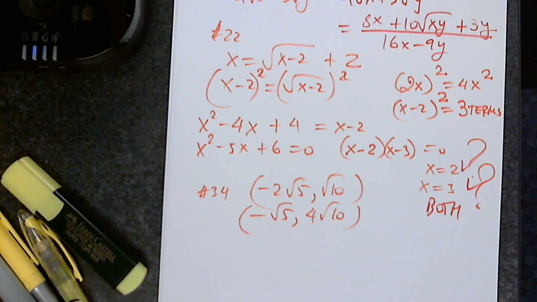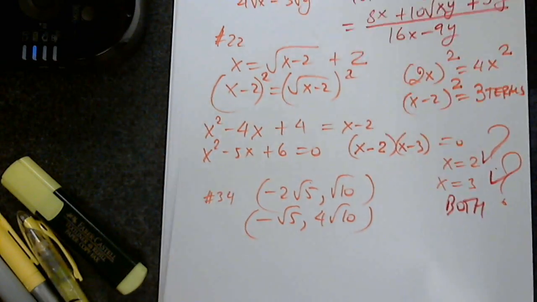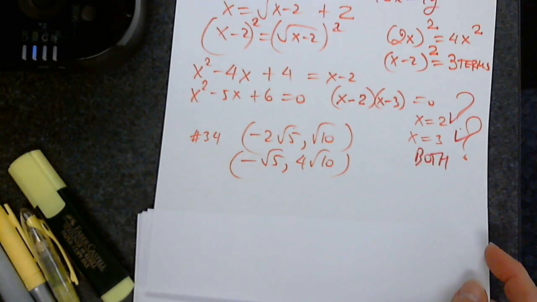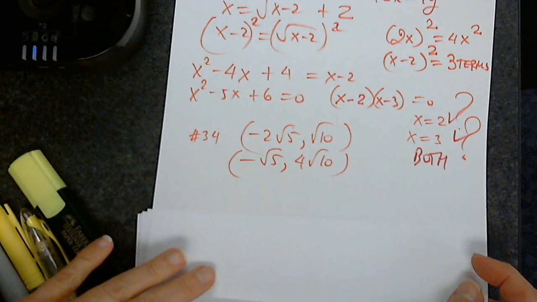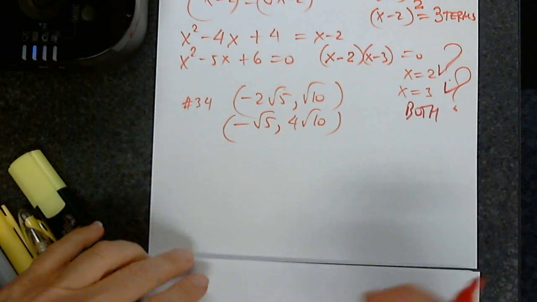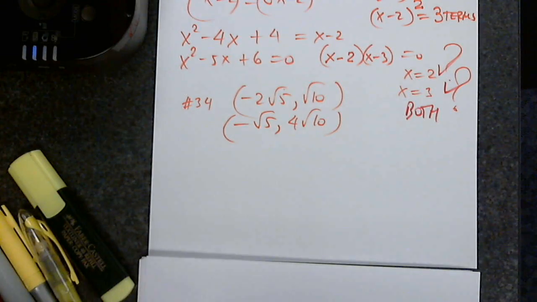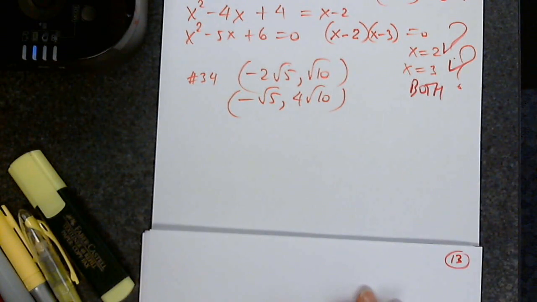We are given, in 34, 2 points. We're asked to find two things: the distance between the 2 points and the midpoint. The midpoint is the sum divided by 2, the average of x's: x1 plus x2 over 2, and y1 plus y2 over 2. And the distance formula is the square root of x2 minus x1, everything squared, plus y2 minus y1, everything squared.